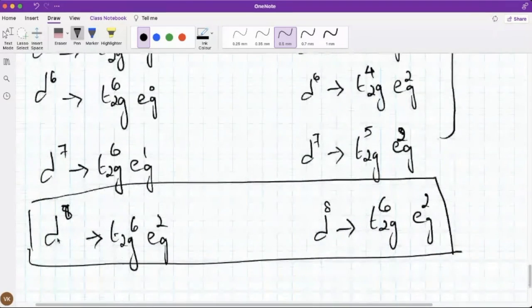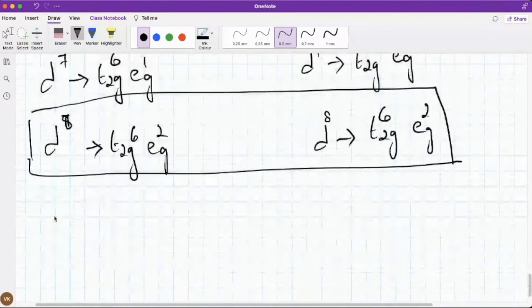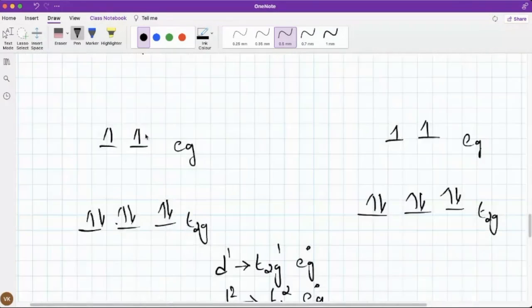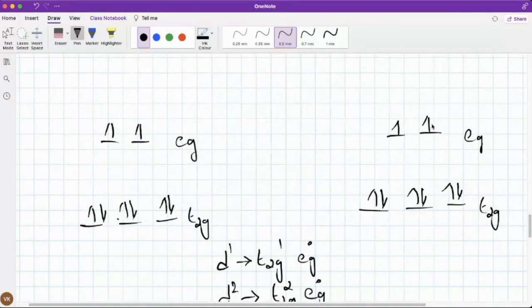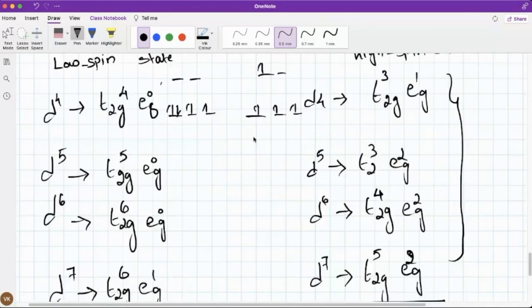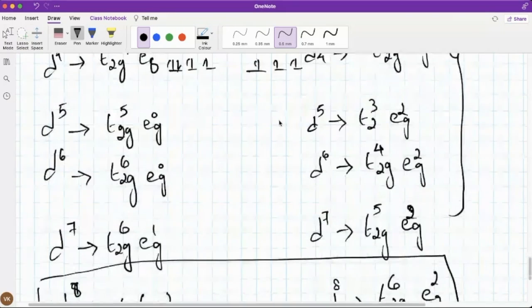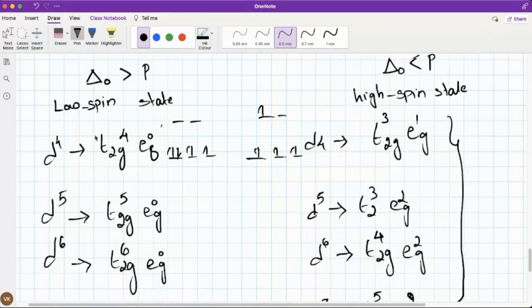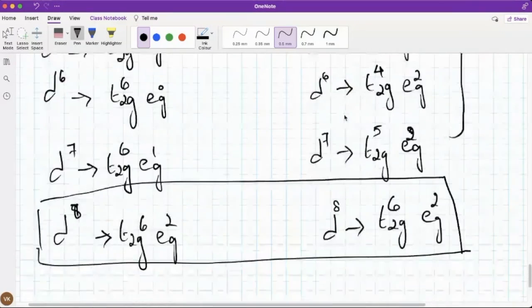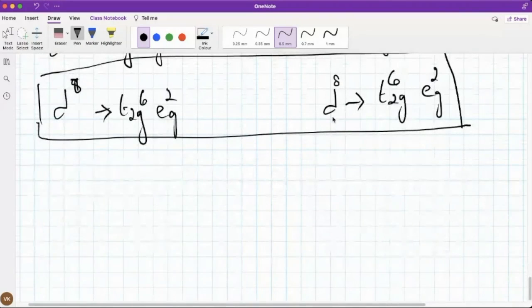After d8 it doesn't make a difference, and if you go for d9, it is further filling these two orbitals, and d10 is completely full. So like that we have low spin, high spin complexes, or low spin, high spin states. Now, as I told, it depends on delta naught and pairing energy.